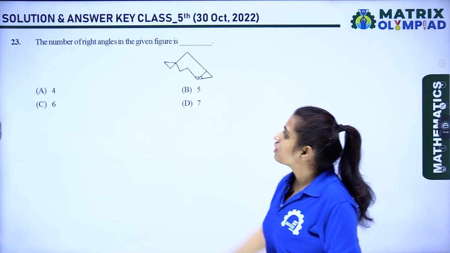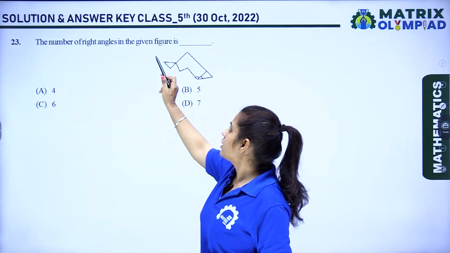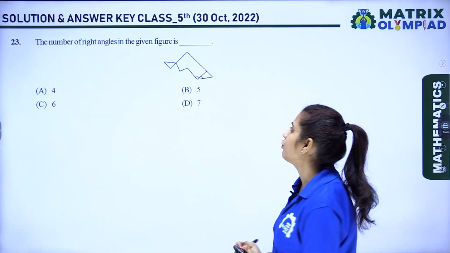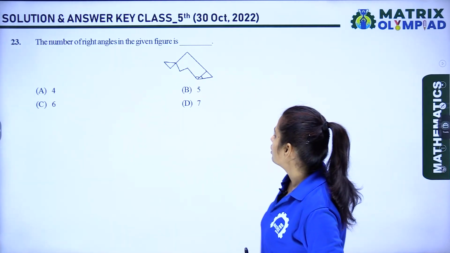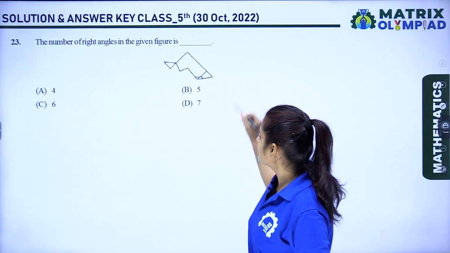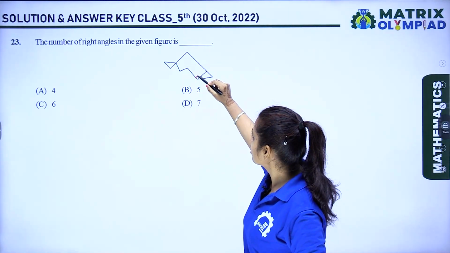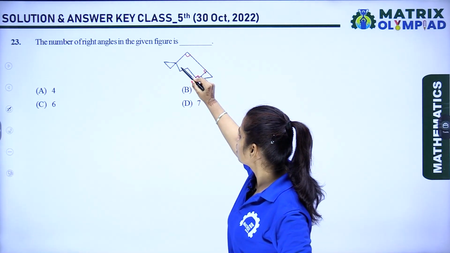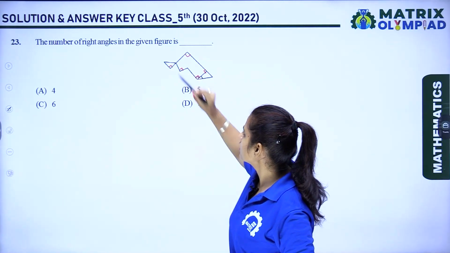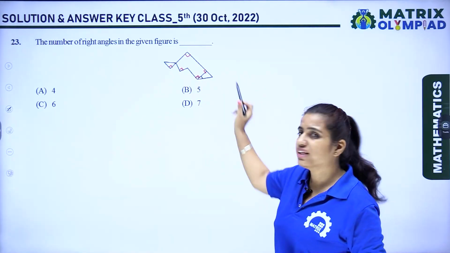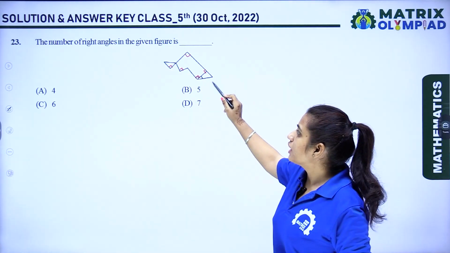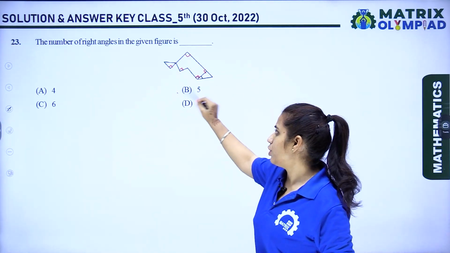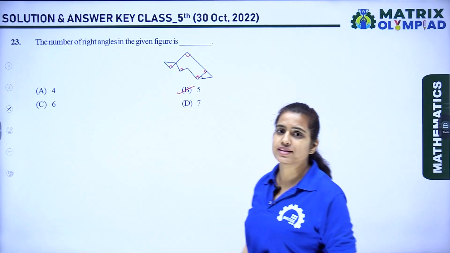Next question is the number of right angles in the given figure is. So, we have to find out the number of right angles in the given figure. So, let's begin with the counting part. 1, 2, 3, this is 4, this is 5. So, these are the 5 right angles in the given figure. So, option B is the correct answer.